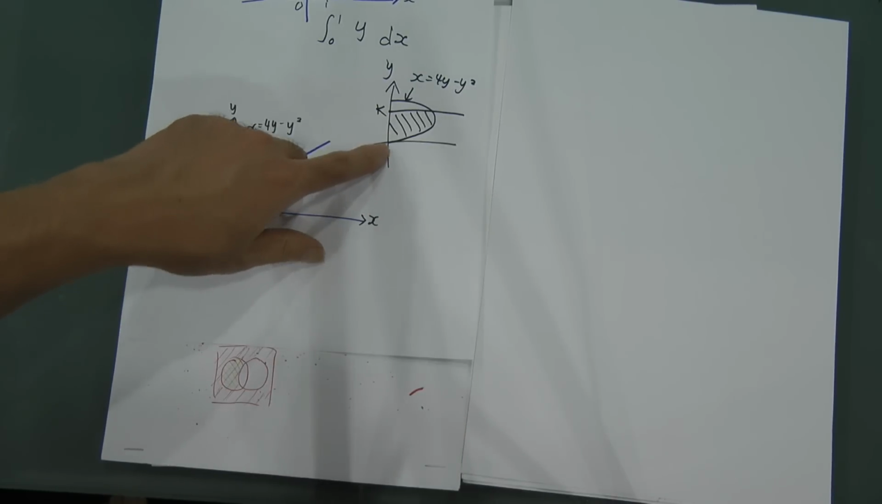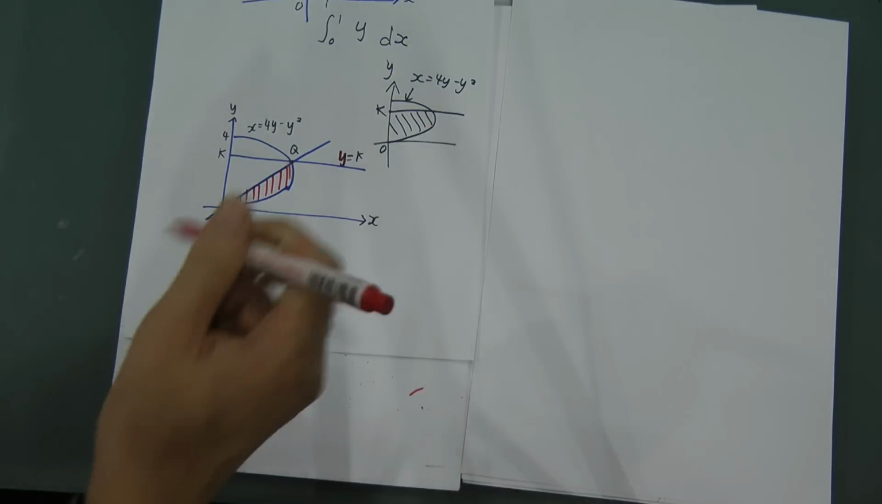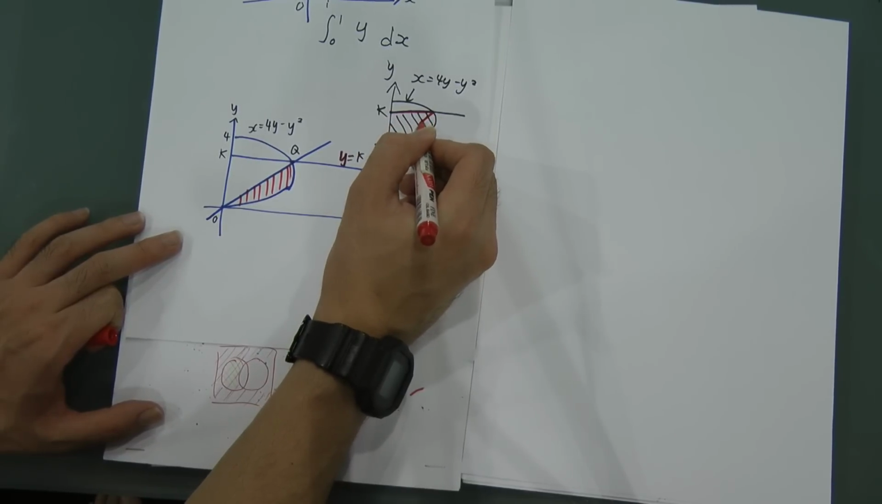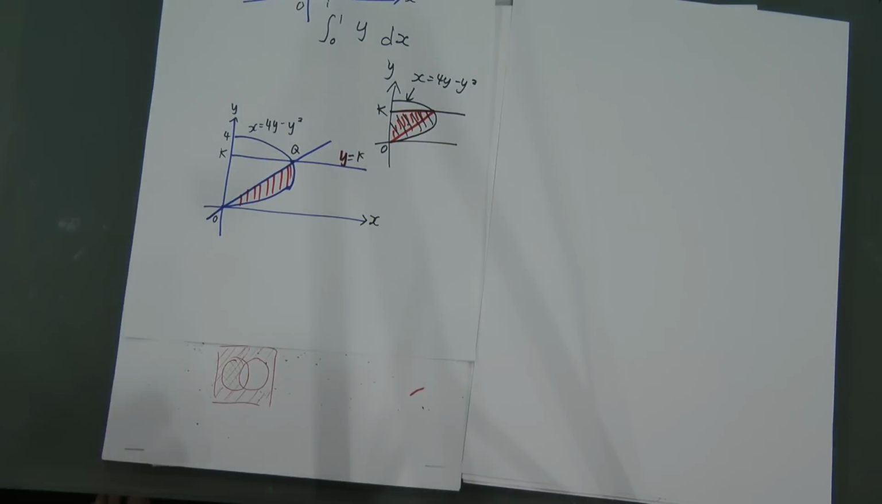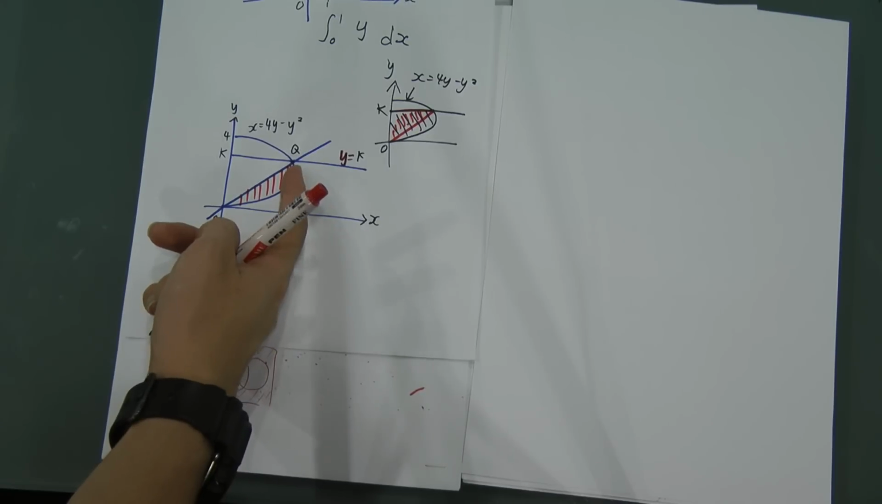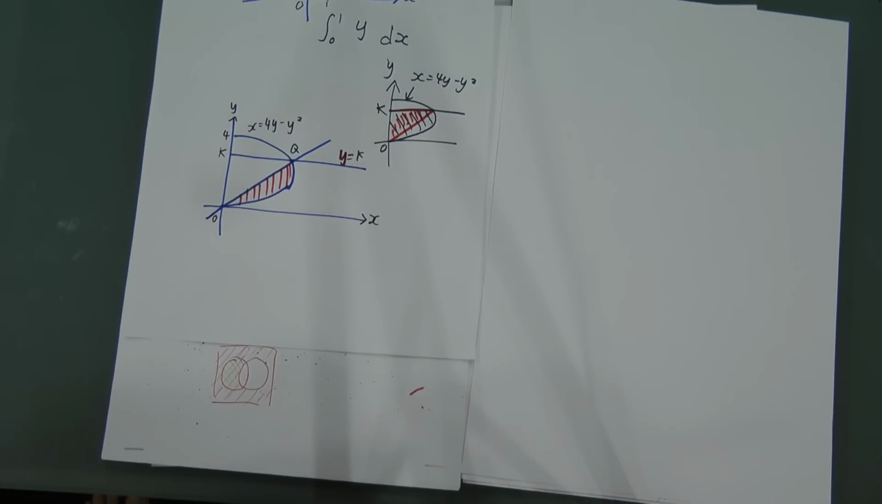After we integrate 0 to k, we get the whole part. What we need to do is we minus out this triangle. Then we can get the outside part, which is the part they want.